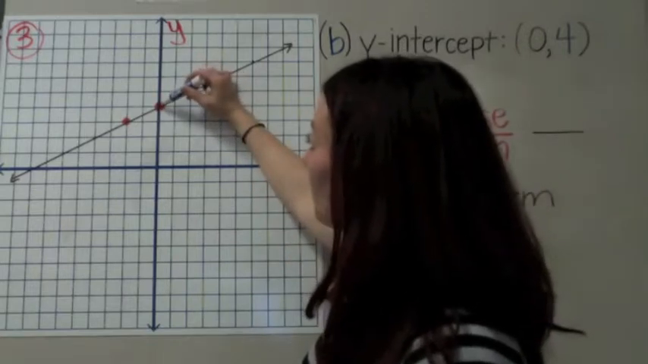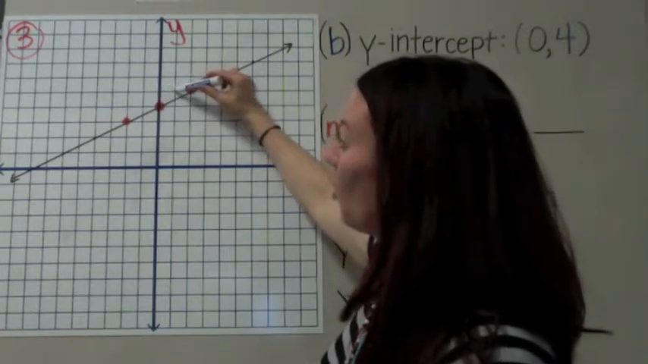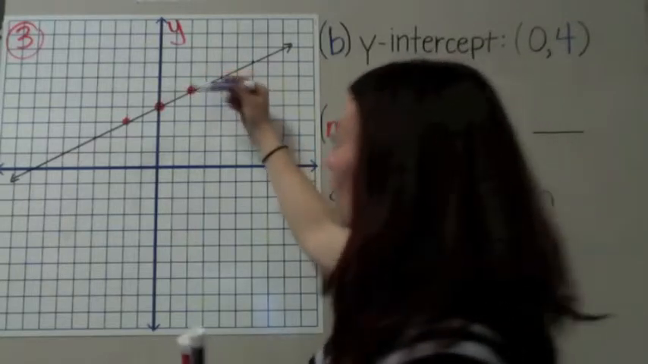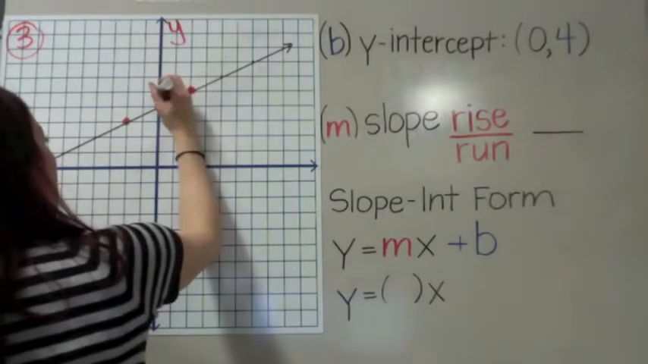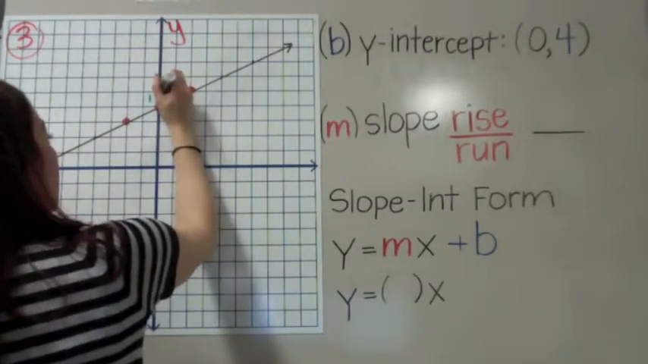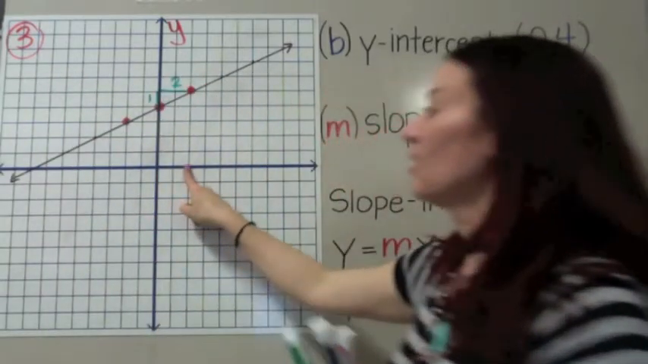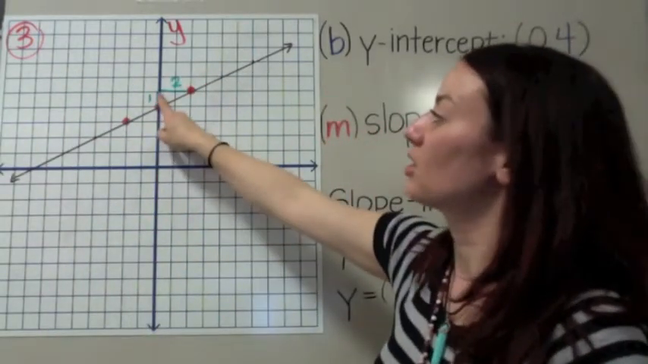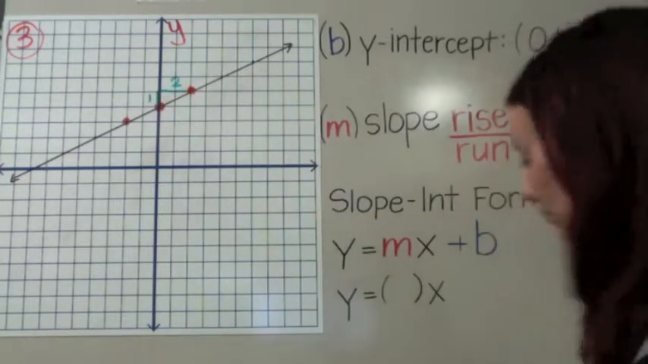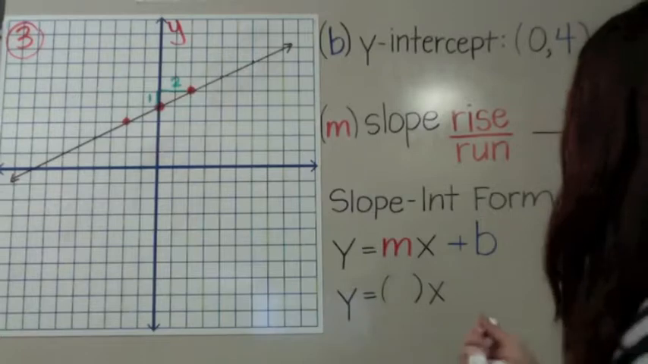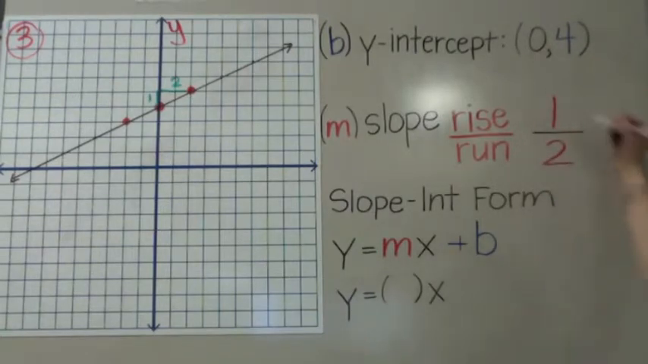It would go up 1, yeah, it would go up 1 and over 2, right? So it's going to go up 1, if I show you, up 1 and over 2 units on the x-axis. So on the y-axis it goes up 1. On the x-axis it moves to the right 2. All right? So simply that is 1 over 2. Right? Rise up 1, go over 2.